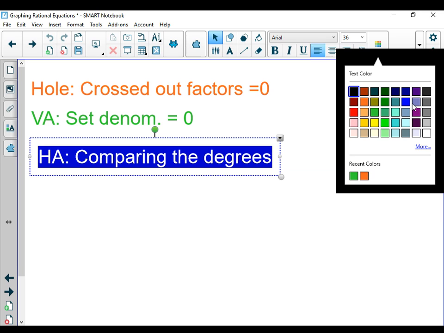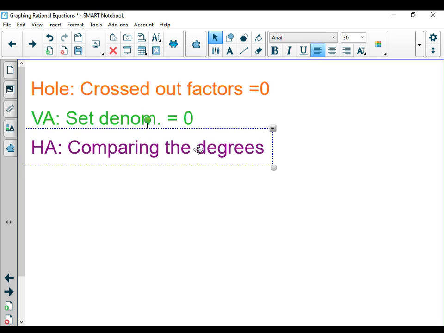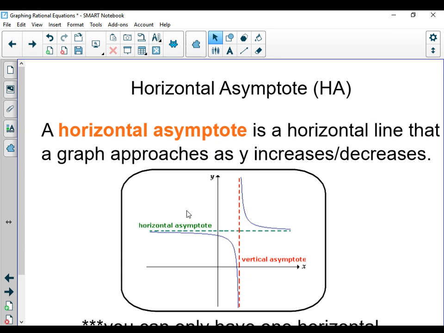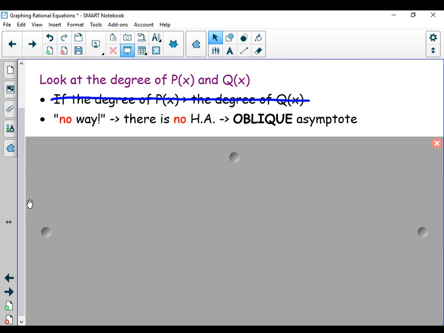We'll go purple. So what I'm going to do is look at who has the highest degree. Remember, with the degree, it's the highest exponent, but we're going to look at the numerator versus the denominator. It's like a battle of the century, right?